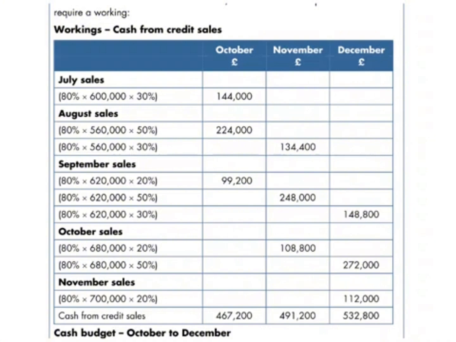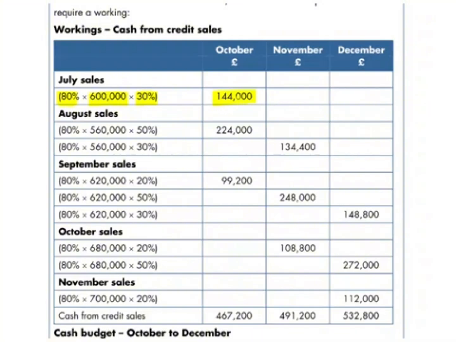So in July, we're going to have 30% of the credit sales outstanding, which we would then receive in October. Our July sales were 600,000. 80% of those sales will be credit. Remember, 20% are cash, so that leaves 80% on credit. And 30% of our credit customers pay us 3 months after the date of the sale. 3 months after the date of the sale is October.